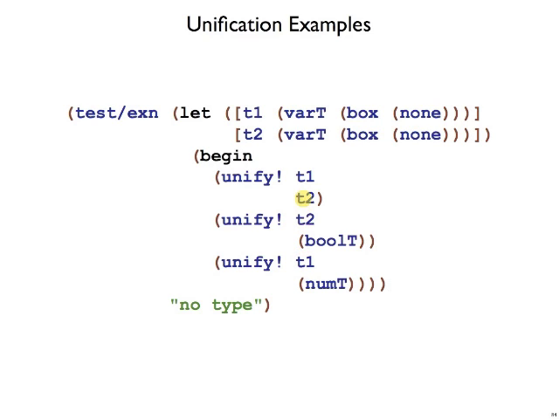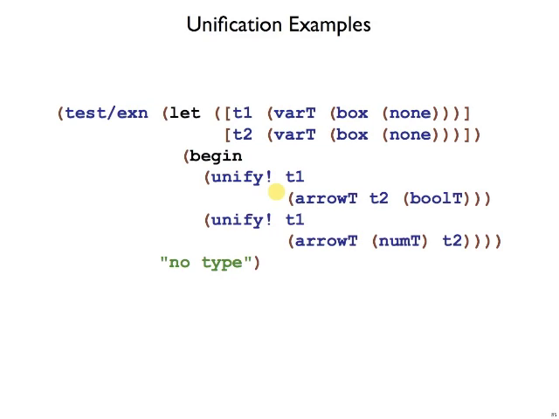If we swap the order of things, then it's still pretty similar. t1 is equated to t2, t2 gets unified with bool t, so t2 is assigned to bool t, and now once again, because t1 is assigned to t2, then we end up unifying t2 with numt, and it fails because it was already unified with bool t.